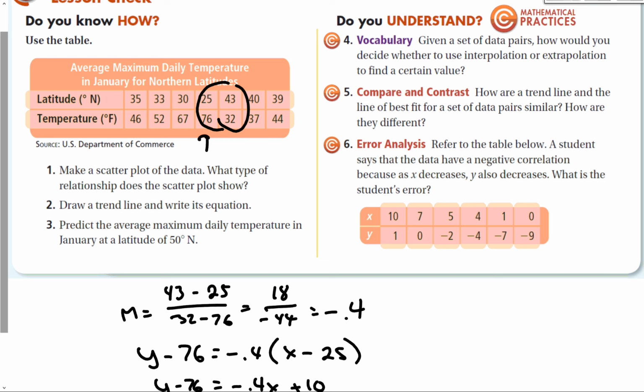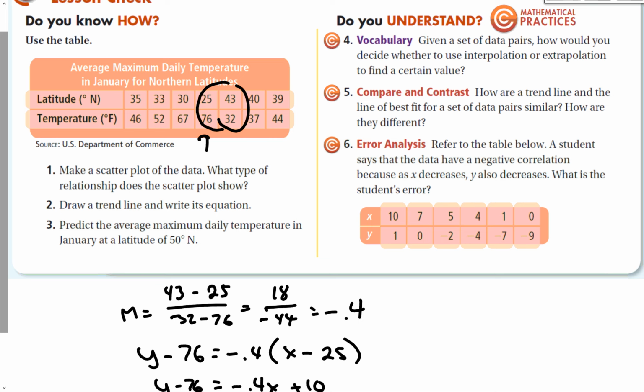How are a trend line and the line of best fit for sets of data pairs similar? How are they different? Both the trend line and the line of best fit show a correlation between two sets of data. And the line of best fit is the most accurate trend line. So they're pretty much almost the same thing, except the line of best fit is the best one.